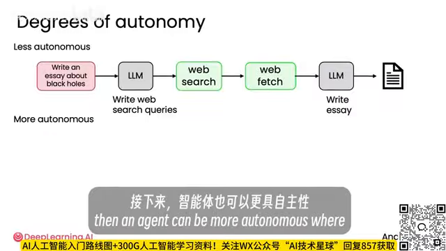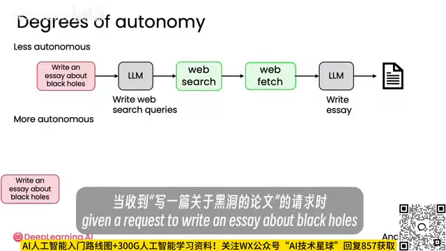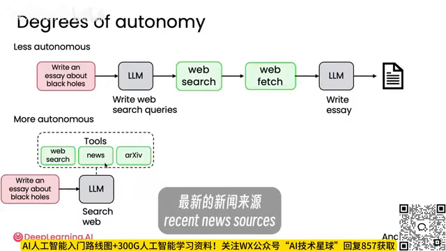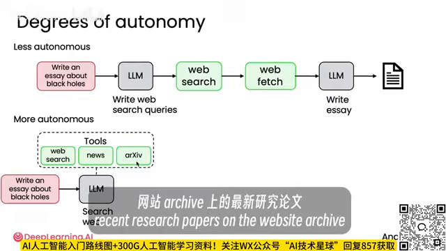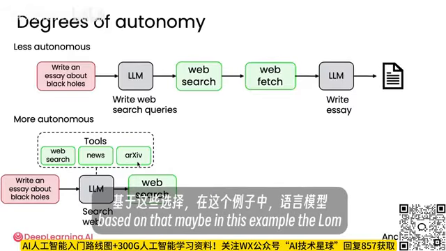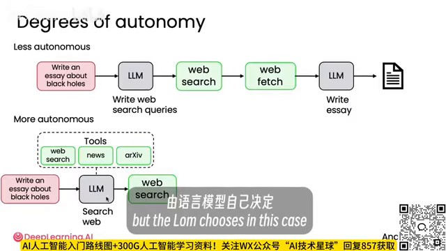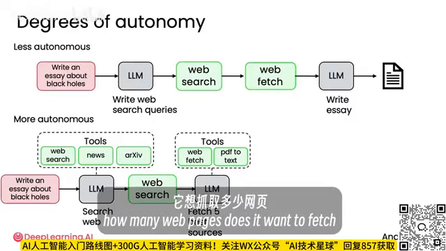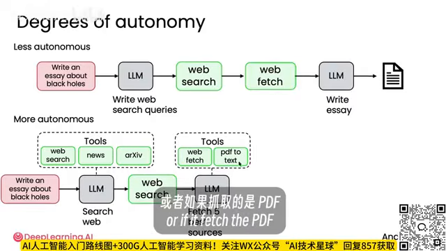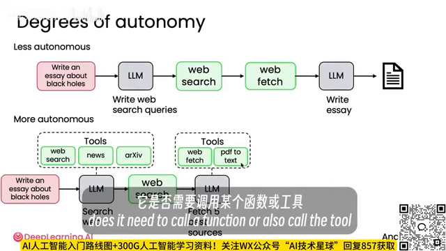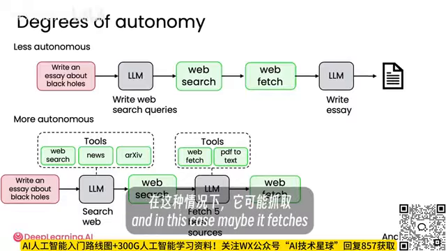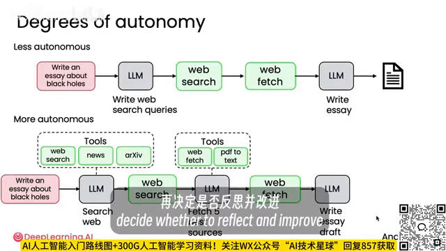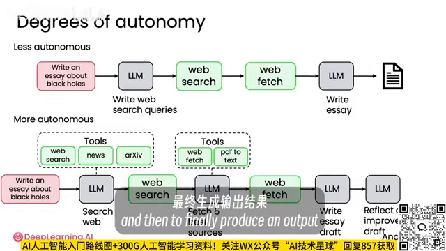Then an agent can be more autonomous, where, given a request to write an essay about black holes, perhaps you let the LLM decide, does it want to do a web search, or does it want to search recent news sources, or does it want to search for recent research papers on the website arXiv? Based on that, maybe in this example, the LLM, not the human engineer, but the LLM, chooses in this case to call a web search engine. And then after that, you may let the LLM decide how many web pages it wants to fetch, or if it fetched a PDF, does it need to call a function or also call a tool to convert the PDF to text? And in this case, maybe it fetches its top few web pages, then it can write an essay, decide whether or not to reflect and improve, and maybe even go back to fetch more web pages and then finally produce an output.